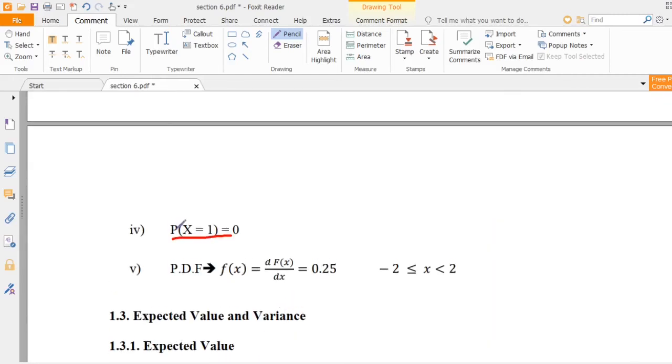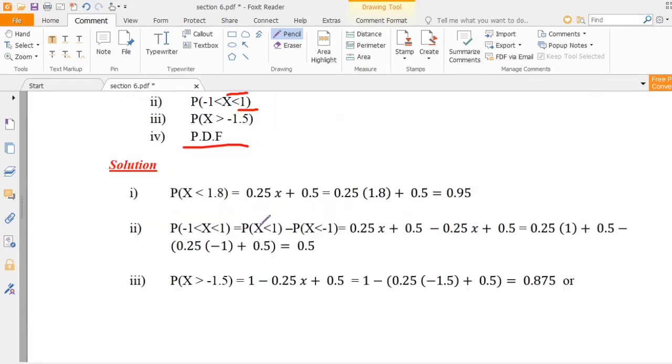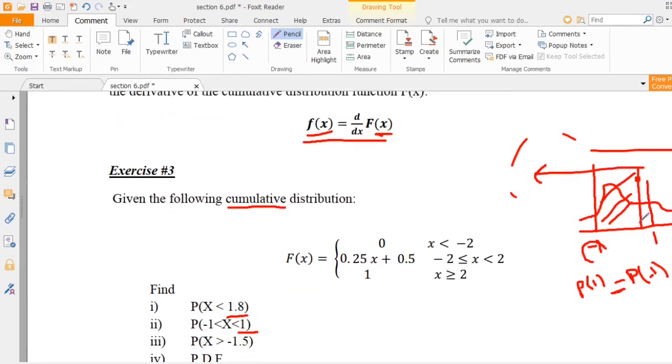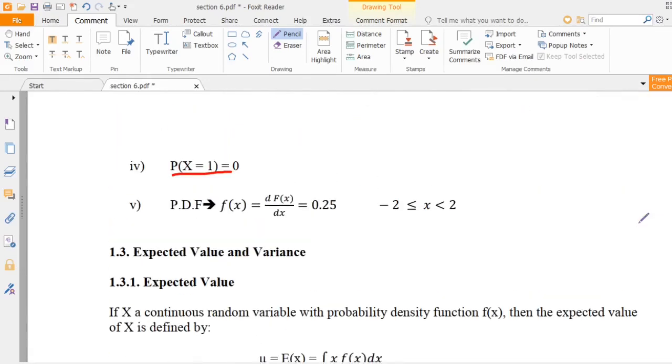Then it asks about the probability of x equal 1. And here, if you remember, one of the features of the continuous case is that you can't get a specific point. There is no density, there is no area for a specific point, but there is an area for a specific interval. So if you give a value for a point, it will get 0.